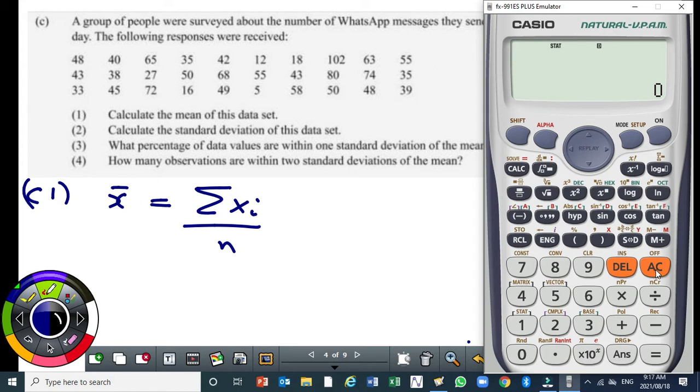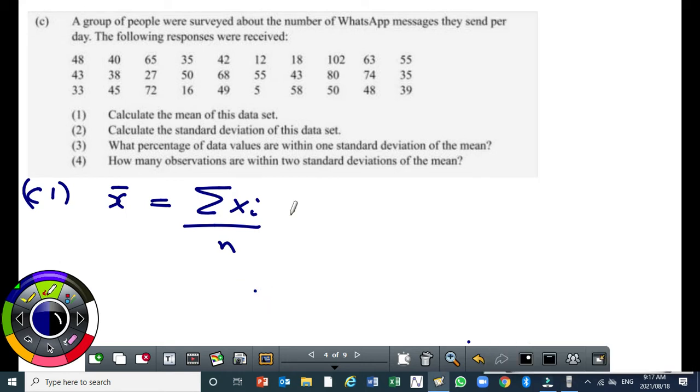The data is already there. So you go to shift, then 1. Please do it as I am doing it. Then sum, that's number 3. Then number 2, I want summation of x, the sum of the 30 values. So number 2, then you press equals. So it's 1,408. So it will be 1,408 divided by 30.